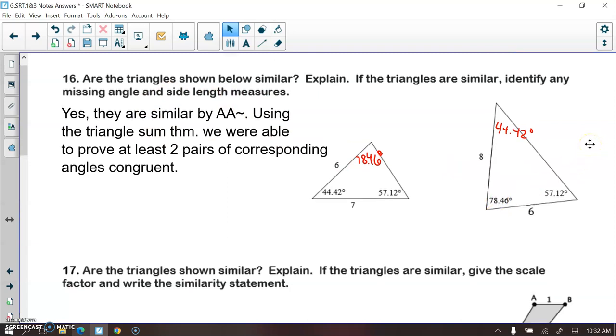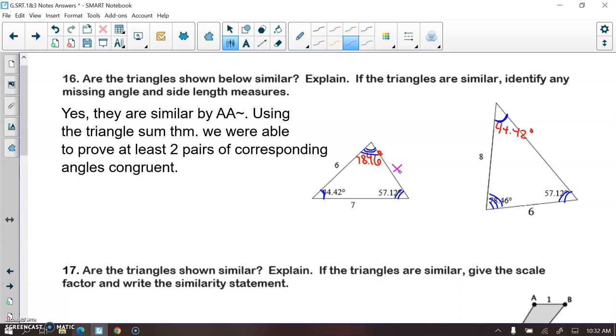So let's actually label these angles. The 44.42 degree angles are congruent. It's important to identify which set of angles are congruent. I'll explain why in a moment. The 57.12 degree angles are congruent, and the 78.46 degree angles are congruent. Now, we are going to find our missing side lengths. So I'm going to label this missing side length x. Let's try to find that now.